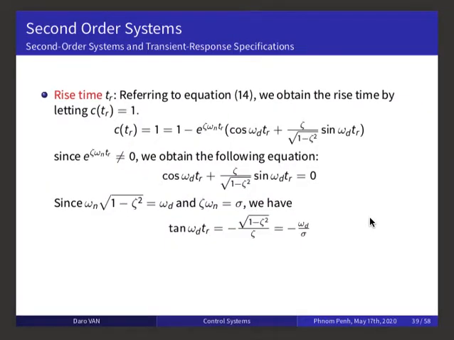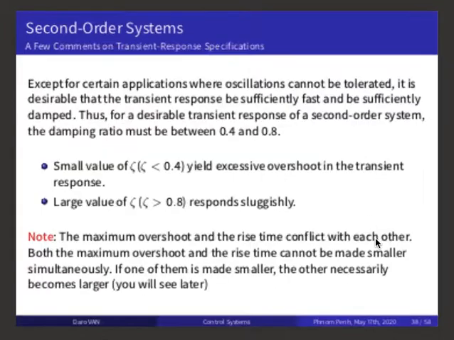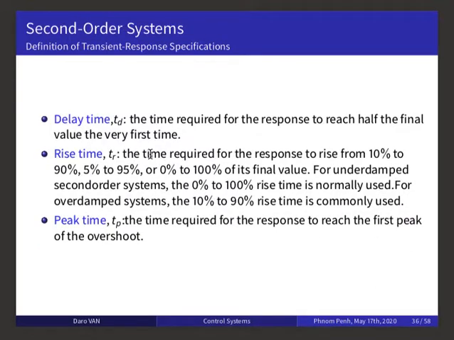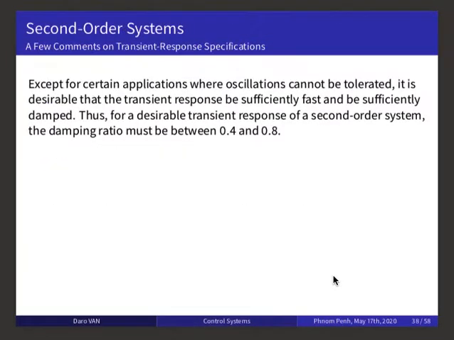So first, let's compute the rise time. Refer to equation 4. We obtain the rise time by letting C(tr) equal 1. If you recall the definition of the rise time, it is the time required for the response to rise from 10 to 90 percent, or 0 to 100 percent. So that means C(t) is more or less equal to 1.